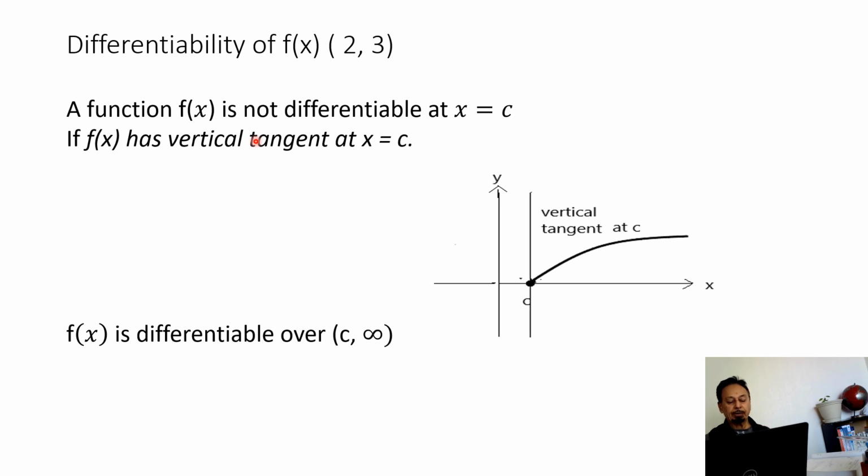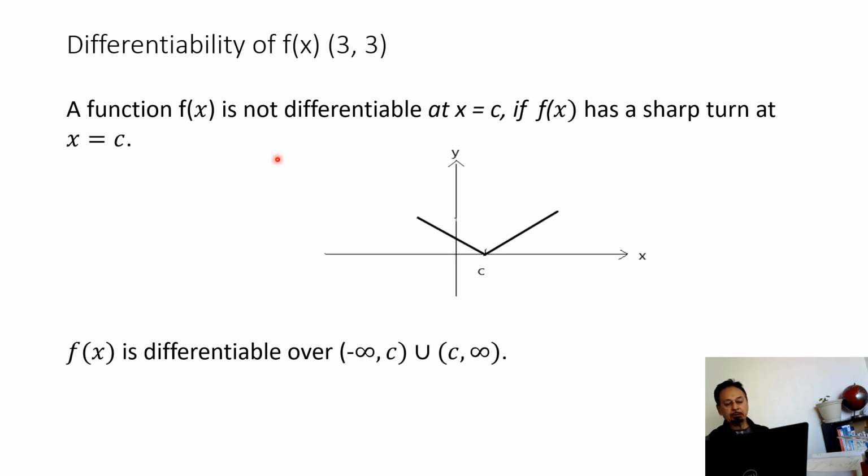A function f of x is not differentiable at x equals c if f of x has a vertical tangent at x equals c, as shown in this picture. But f of x is differentiable from c up to infinity. A function f of x is not differentiable at x equals c if f of x has a sharp turn at x equals c. So here there's a sharp turn too. So f of x is not differentiable at c, but f of x is differentiable from minus infinity to c and from c to infinity.